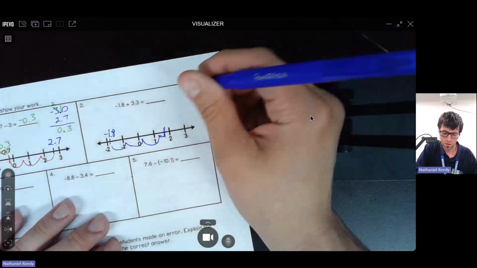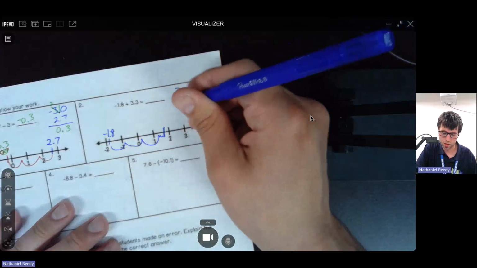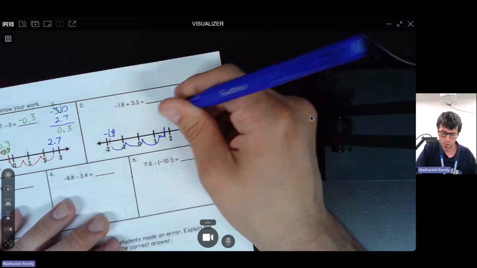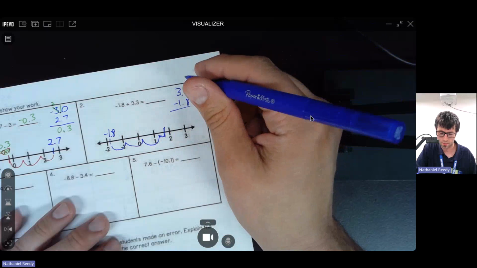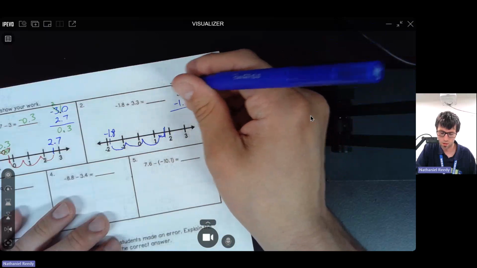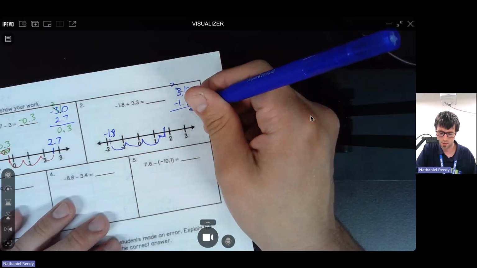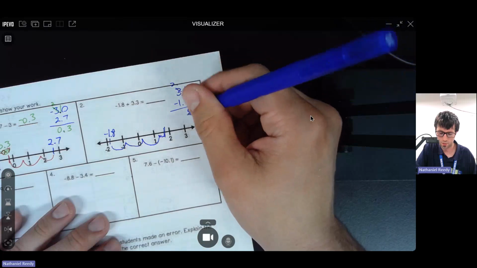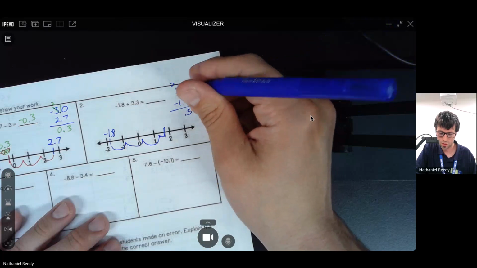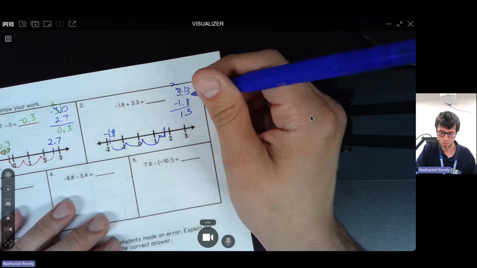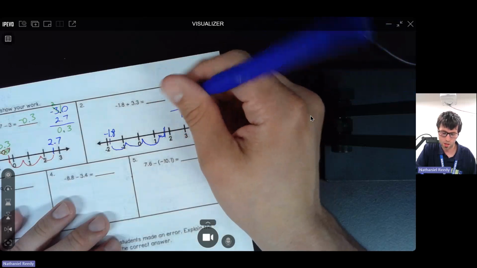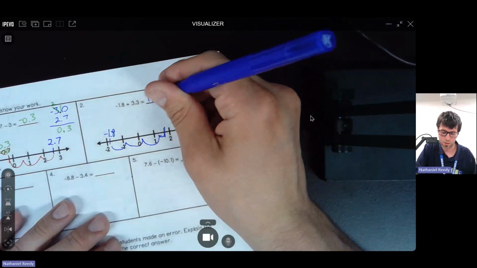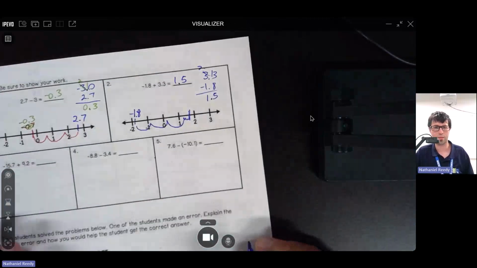So 3.3, 1.8. 1.8 is negative, which means we need to subtract. So borrow, 13 minus 8 is 5. 2 minus 1 is 1. So this should be a positive 1.5 because 3.3 is bigger than the negative 1.8.